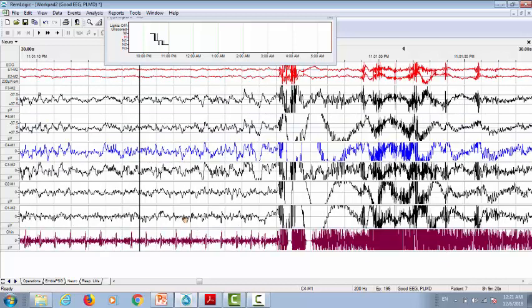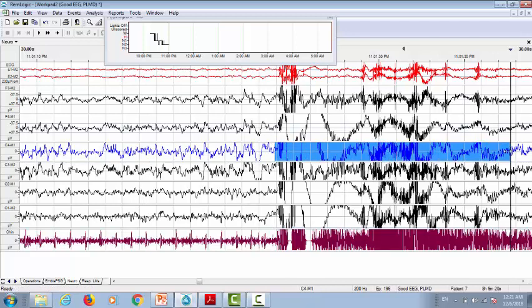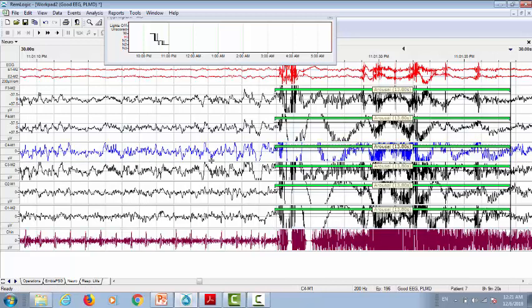There is significant attenuation of chin tone. However, we still have K complexes and we have an arousal. So we score the arousal event. And we score this epoch as N2 because the majority of this epoch is comprised by N2.